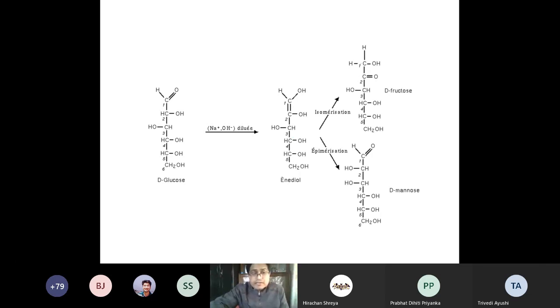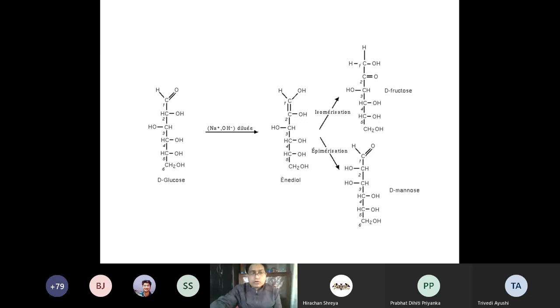In the name itself, ene means double bond, di means two, al means alcohol. That means the same carbon having the double bond as well as bonded with the OH group. That is enediol, whatever you say. Ene means double bond, di means both things, and al means alcohol. That means this single carbon has the double bond as well as the alcohol.